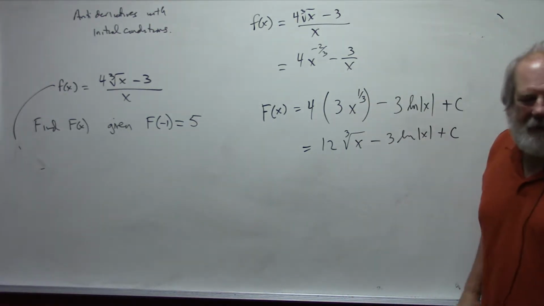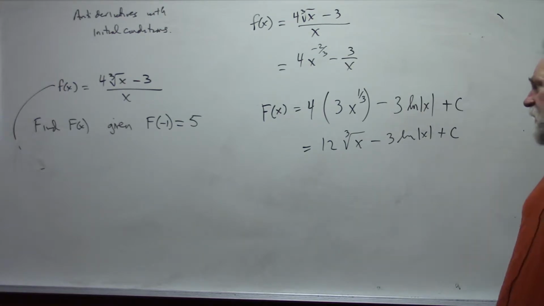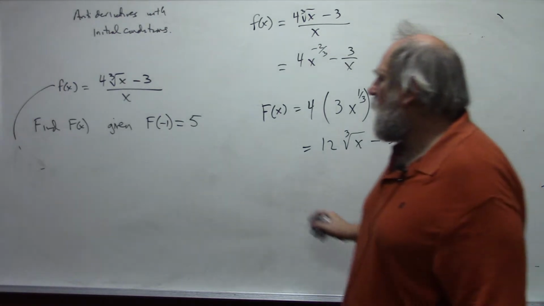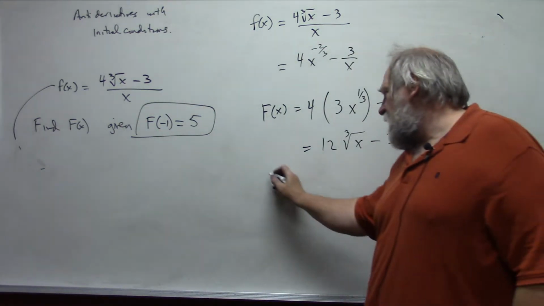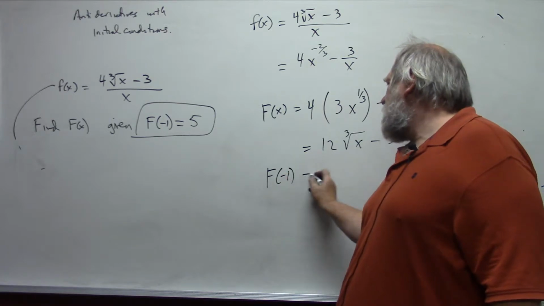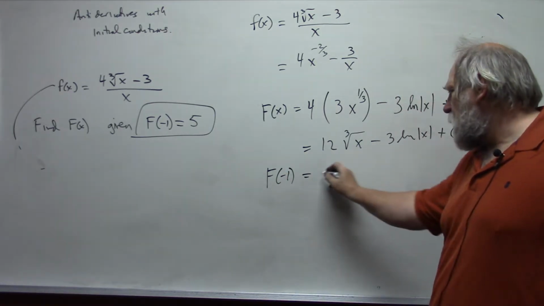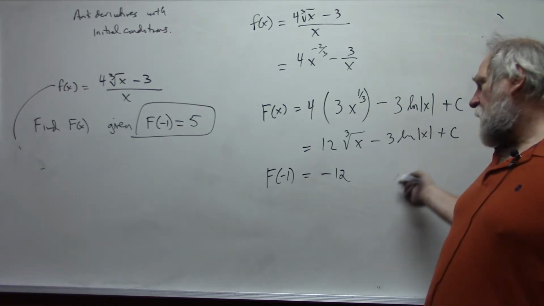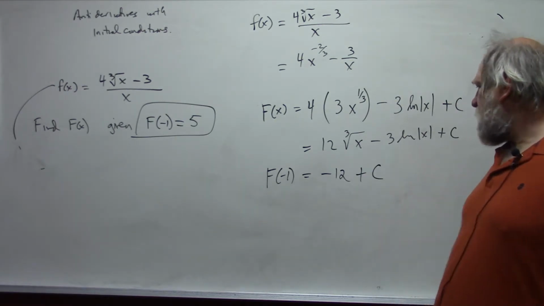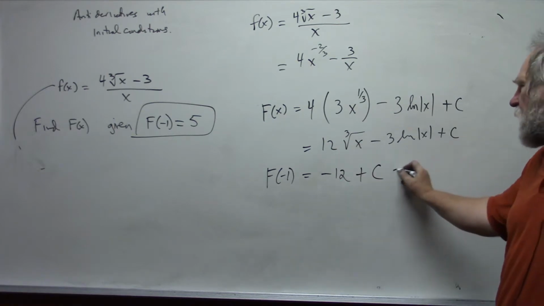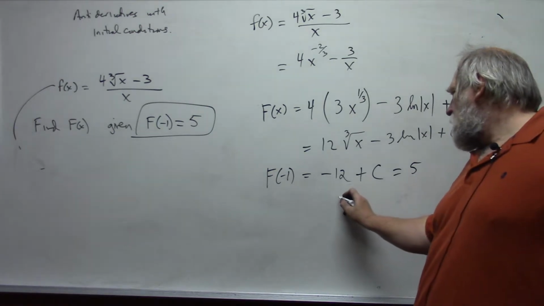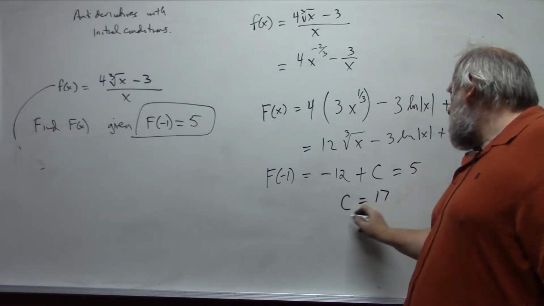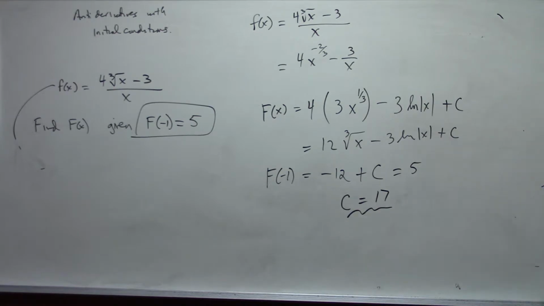If I just wanted the antiderivative, this would be done at this point. However, I now use this initial condition. The initial condition says capital F at -1 would be, when I substitute -1, this becomes -12, this becomes 0, and so I just get plus c, and we're told that that is equal to 5. Well, because of that, c would have to be 17, which means I now get a specific member of the family.